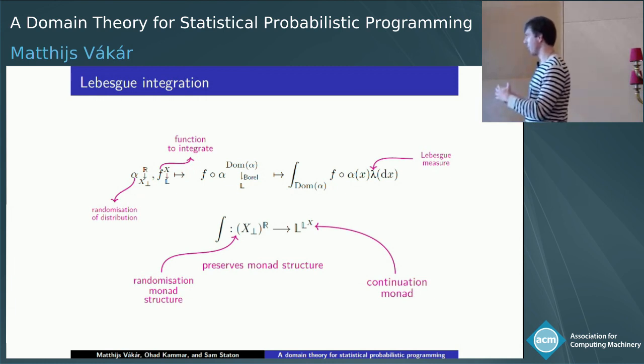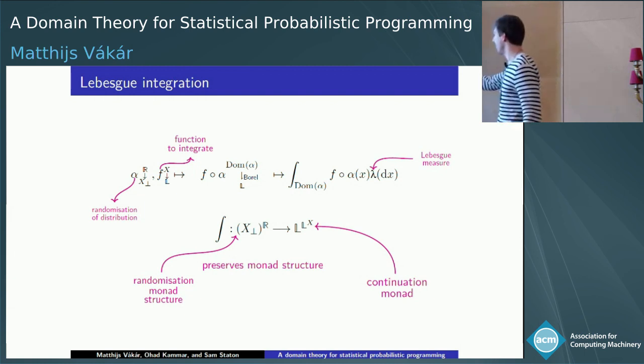And Luc Ong and I recently generalized that to S-finite measures. And so we're going to use that to say, well, OK, which submonad, which elements of this continuation monad are going to be valid distributions? Well, they're going to be the ones that arise as the push forward of the Lebesgue measure along one of these partial random elements, so the ones that have a randomization.